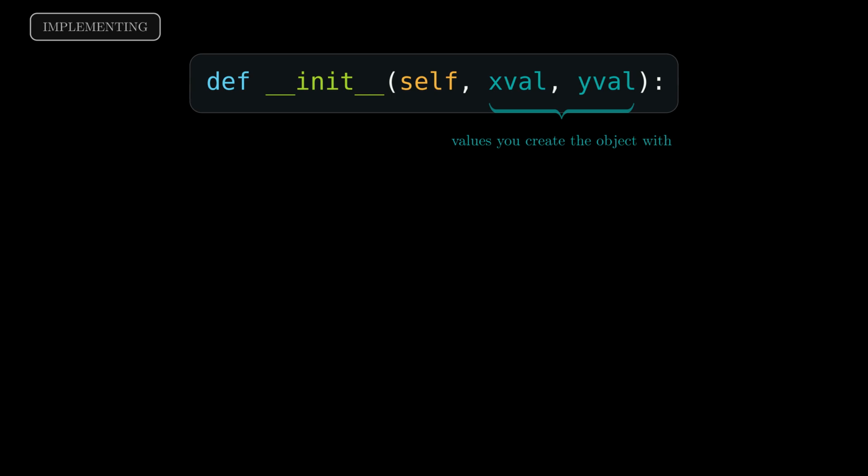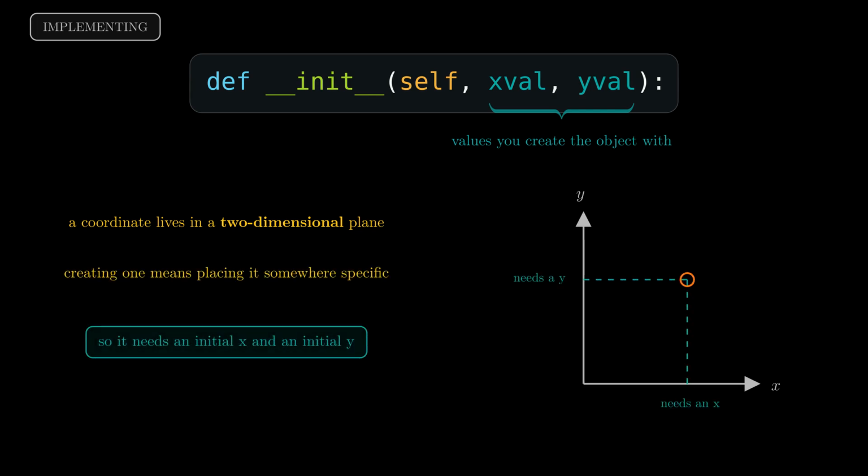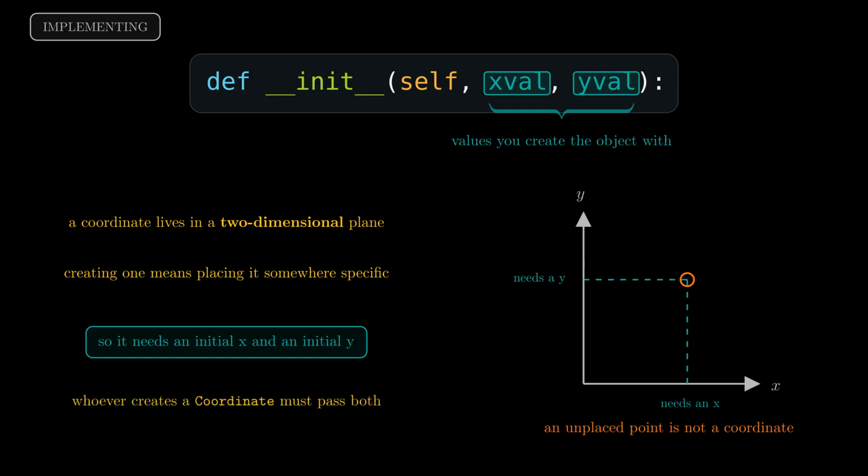For a coordinate, the choice is natural. A coordinate lives in a two-dimensional plane, and creating one means placing it somewhere specific in that plane, so it needs an initial x value and an initial y value. It makes no sense to build a coordinate without them. That is why the constructor takes 2 more parameters, named xval and yval. Listing them in the parentheses tells Python that whoever creates a coordinate must pass in a value for x and a value for y. No values, no object.